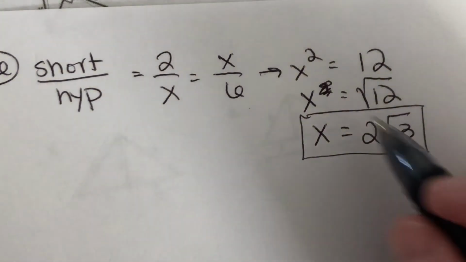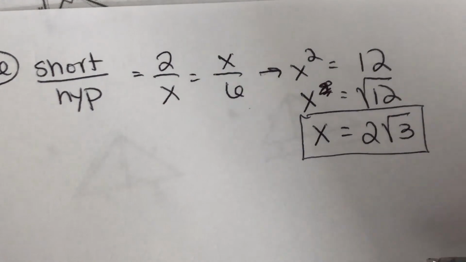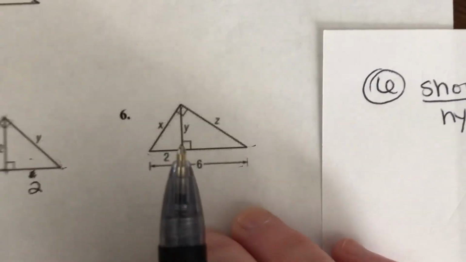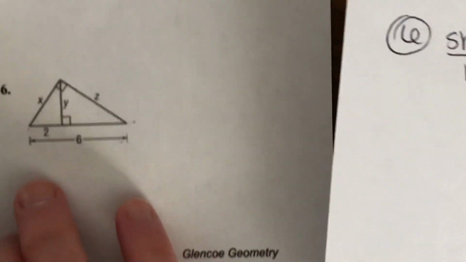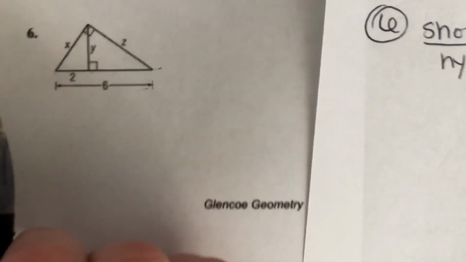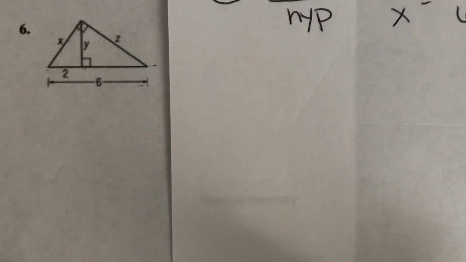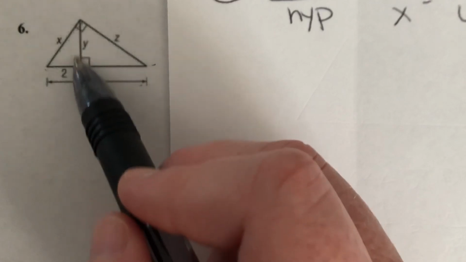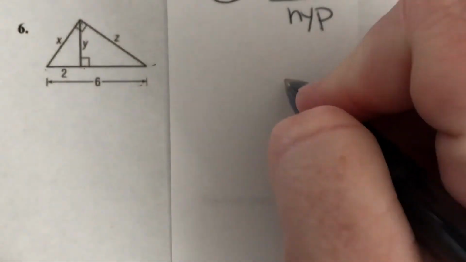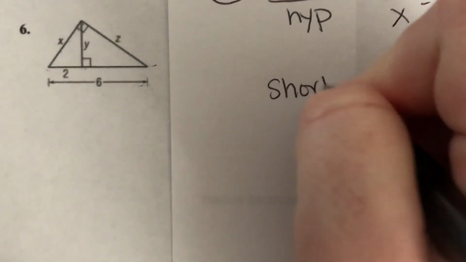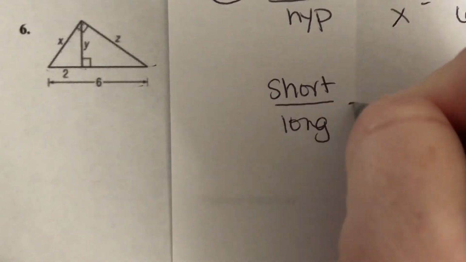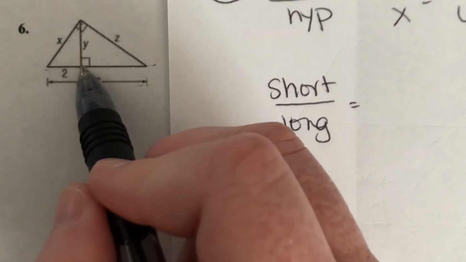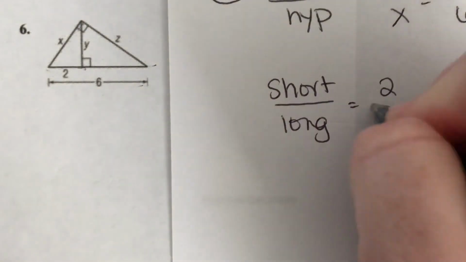Don't do double work. If you already figured it out in the last problem, just use that in this problem. Okay, so that's x. Then I want to find y. Y has two purposes. It's the long leg of the smaller triangle and the short leg of this bigger triangle. So I'm going to do short over long. In the smaller triangle, the short leg is 2, the long leg is y.